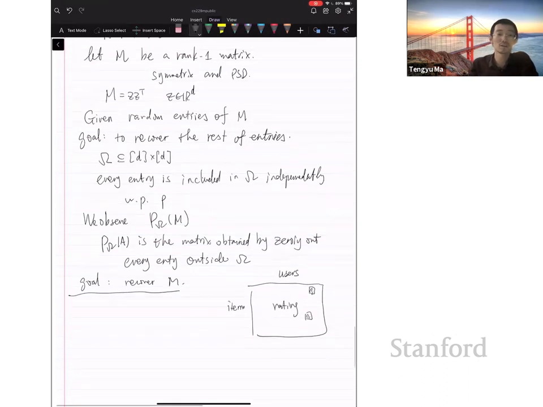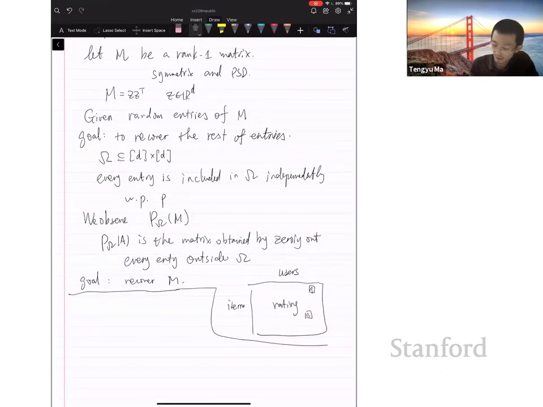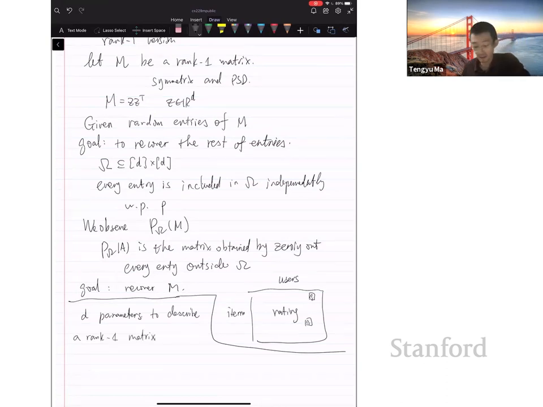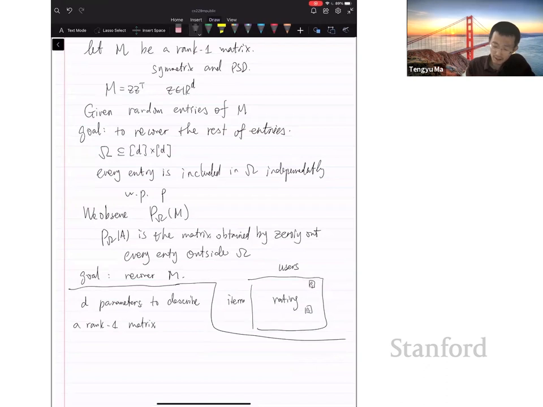So maybe just to give you a quick sense of how the structure matters here. If you count the number of parameters, we have D parameters to describe a rank 1 matrix of dimension D by D, right? Because you can just write it as x x transpose. And how many entries you observe should be probably bigger than the degree of freedom here, right?